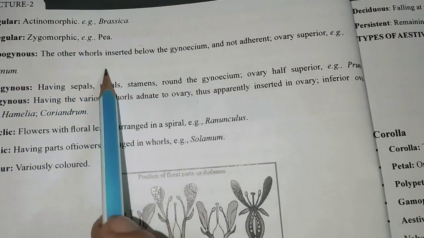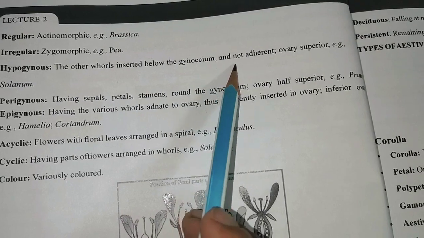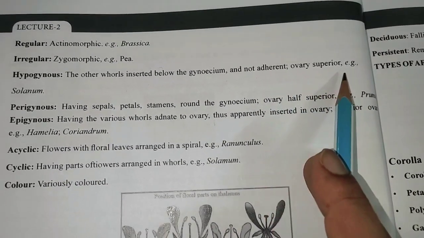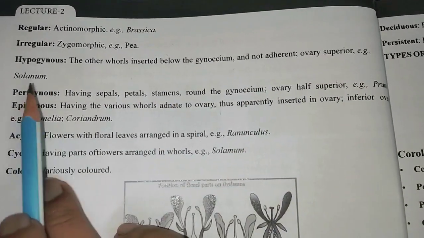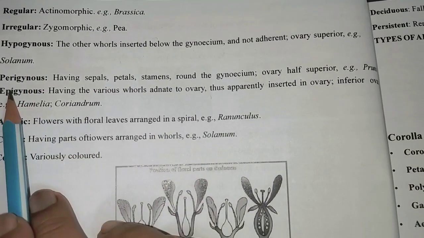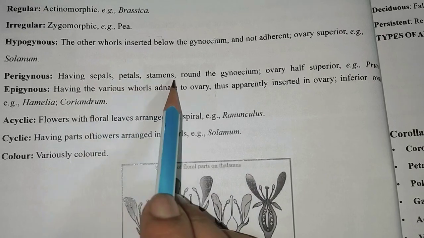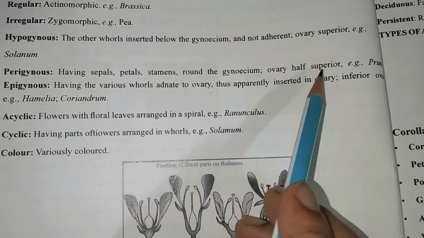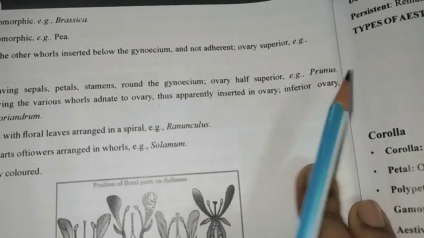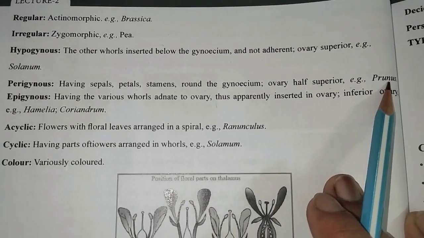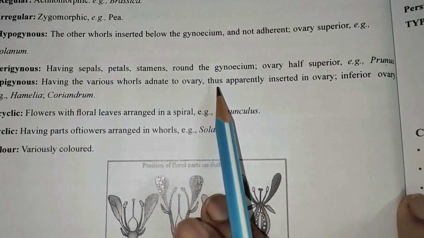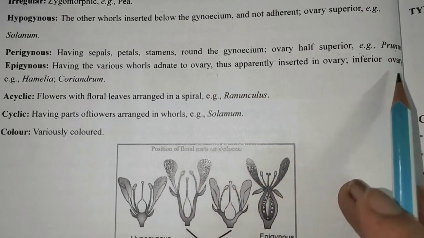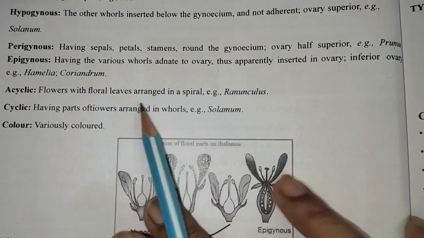Hypogynous, the other whorls inserted below the gynoecium and not adherent, ovary superior. This flower is known as hypogynous, like Solanum. Perigynous, having sepals, petals, stamens round the gynoecium. Ovary half superior, for example, Prunus. Epigynous, having the various whorls adnate to ovary, thus apparently inserted on the ovary. Inferior ovary, like Hamelia, Coriandrum.